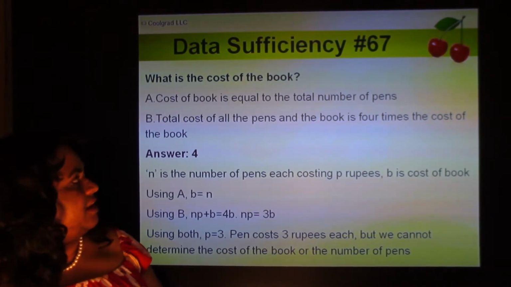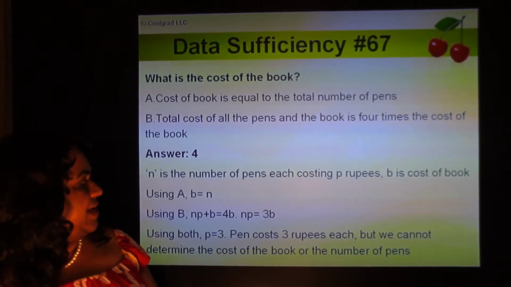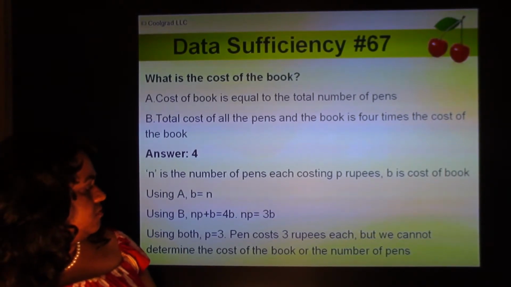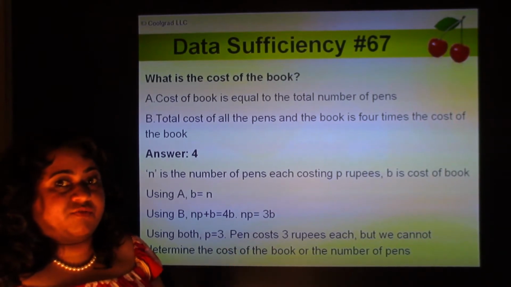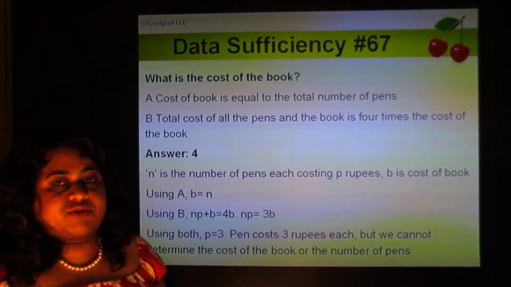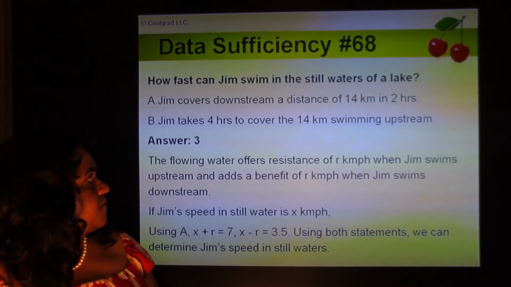It's kind of tricky. It looks like you can solve it, but you really can't. You can waste all your time trying to solve it, but at least I couldn't. So both the statements together are insufficient.